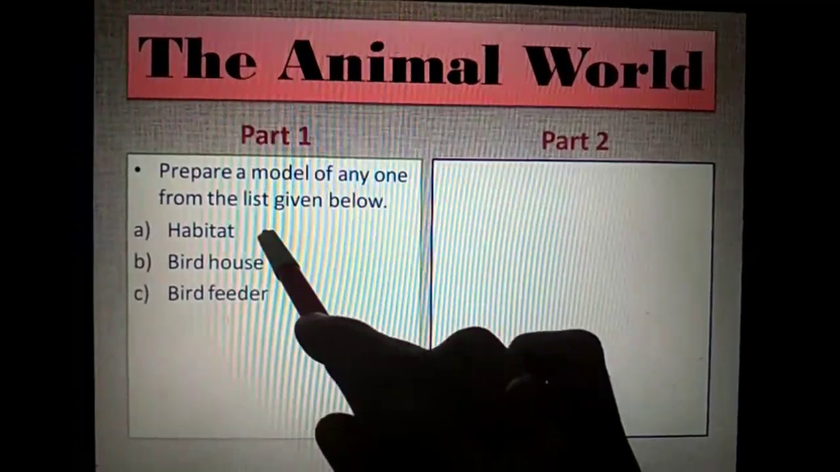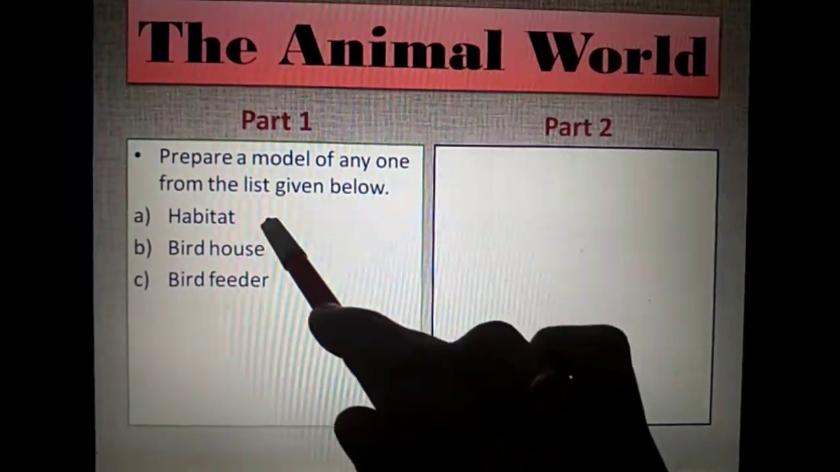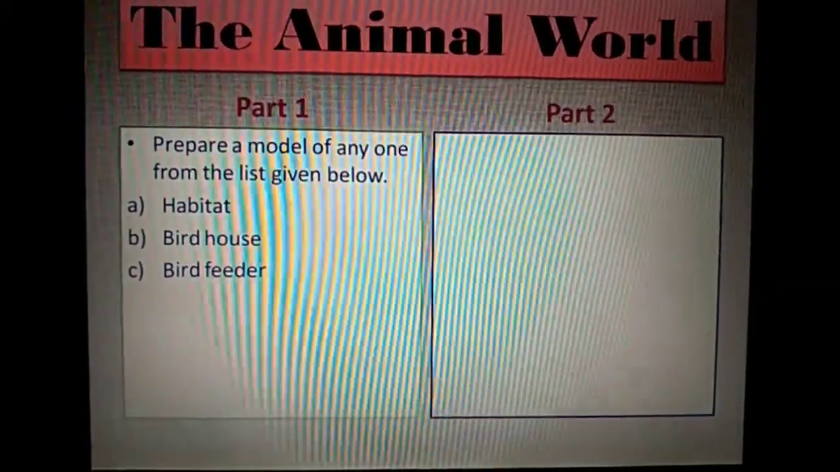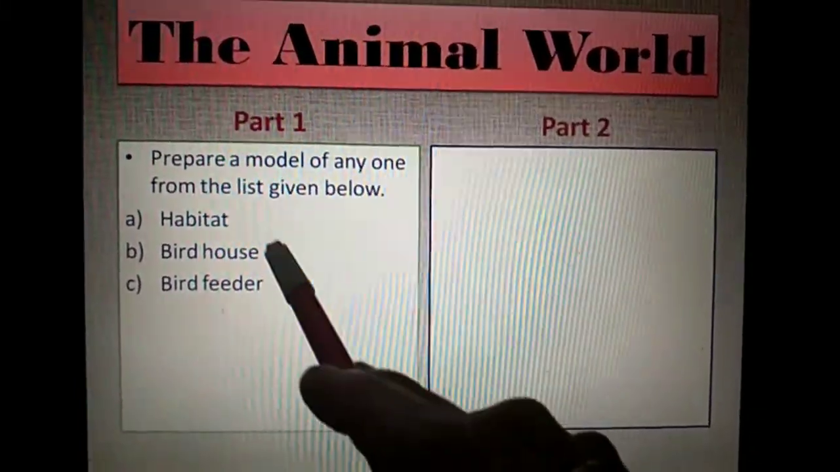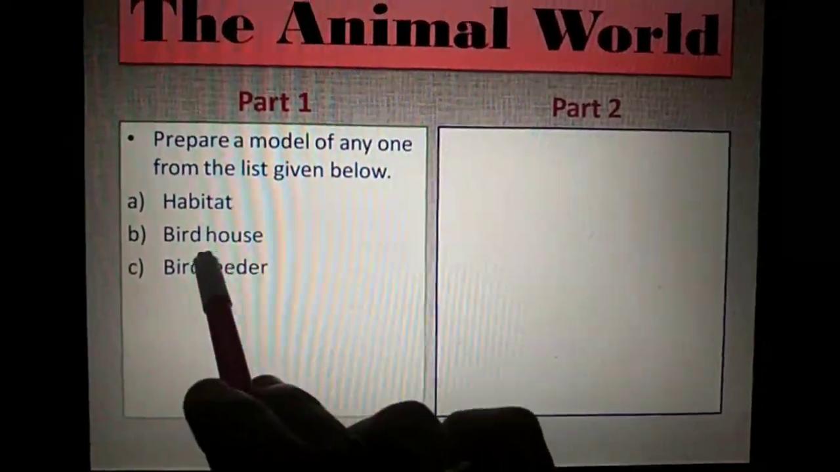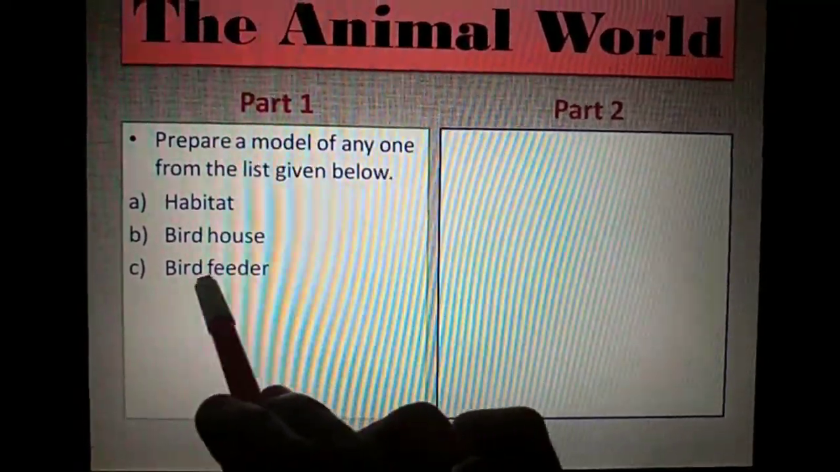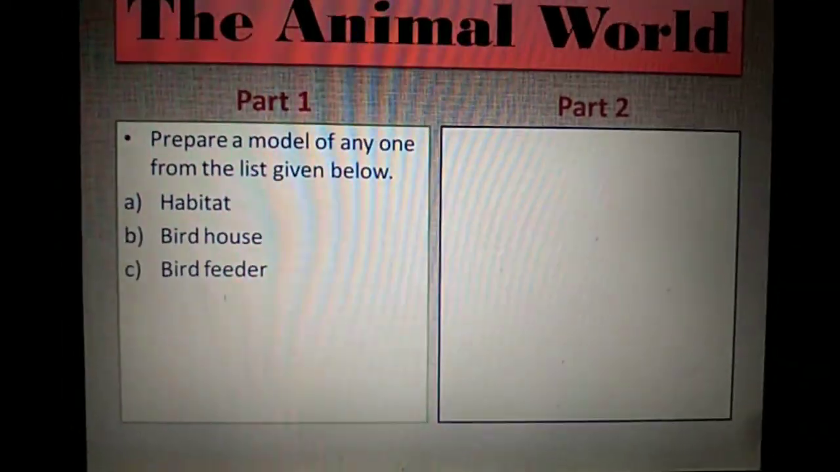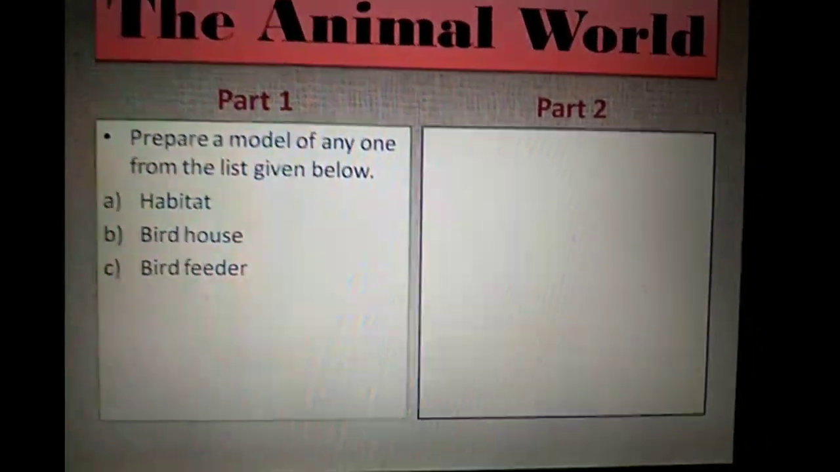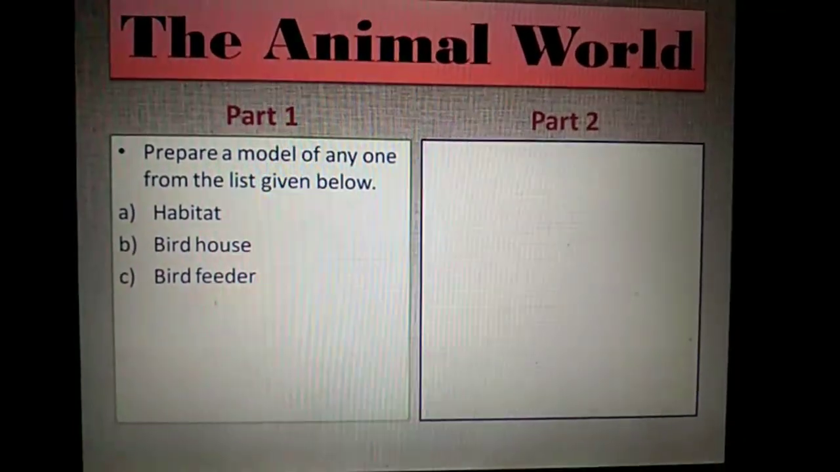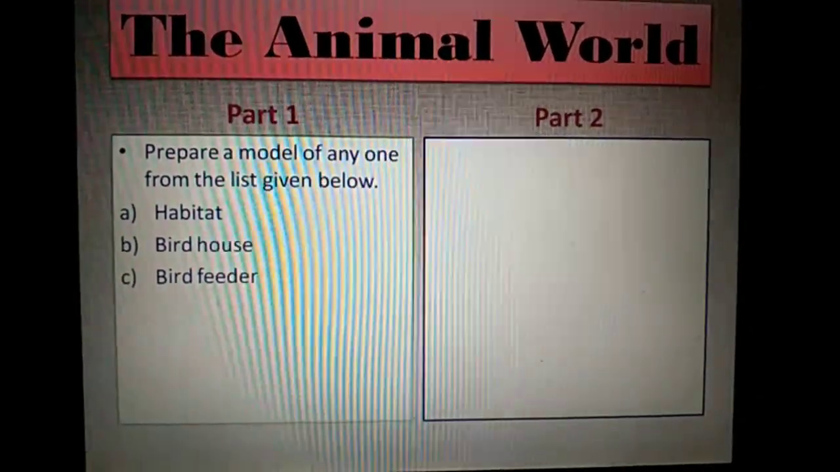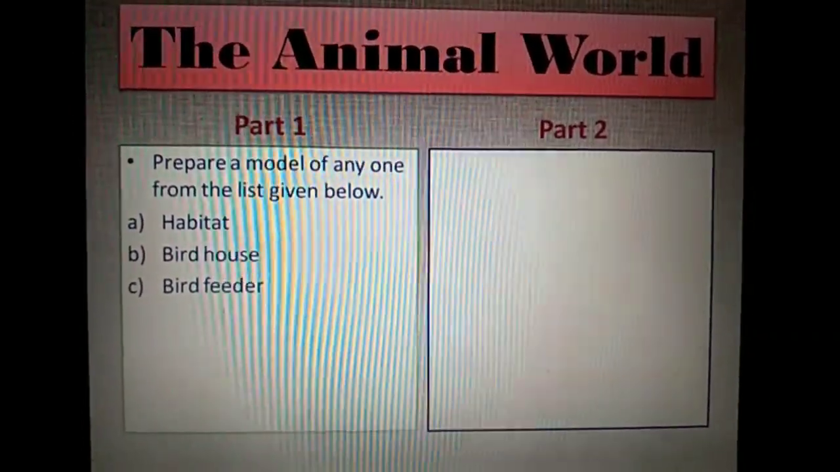Okay? Habitat we have already studied. There are different kinds of habitat: habitat of desert area, habitat of grassland, habitat of the polar region. Whichever habitat is suitable to you, आप उसका एक मॉडल बना सकते हैं. You can also prepare a bird house and bird feeder. I have prepared a sample for all the three. You can use those models as reference. Okay? Same to same copy nahi karna. You can always add your ideas and you can use my ideas as reference.